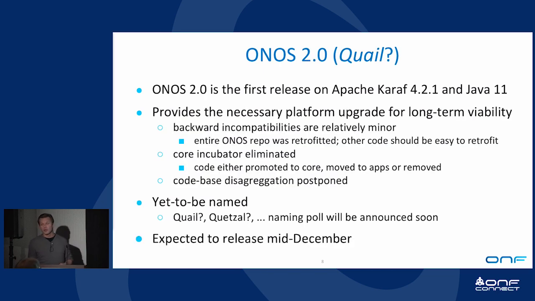Now, ONOS 2.0, we actually don't have an official name. Because we generally run a naming poll in the beginning of a release. Peacock was voted in, but we didn't realize that we were going to have two versions, and so we still have to name the 2.0 version. But that's basically the first release that's going to have Karaf 4.2.1, Java 11, and moves forward. And also that's what carries all of the backwards incompatibilities.